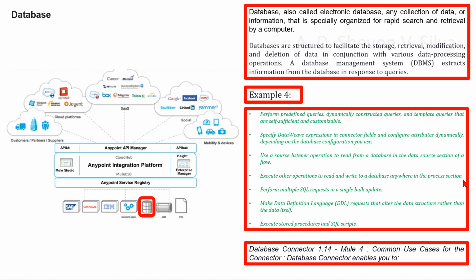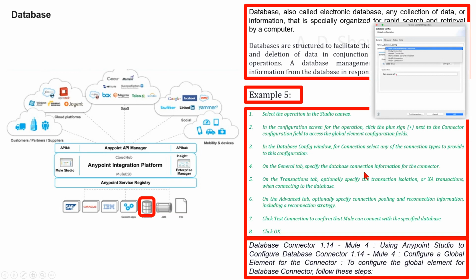Execute other operations to read and write to a database anywhere in the process section. Perform multiple SQL requests in a single bulk update. Make data definition language, DDL, requests that alter the data structure rather than data itself. Execute stored procedures and SQL scripts.